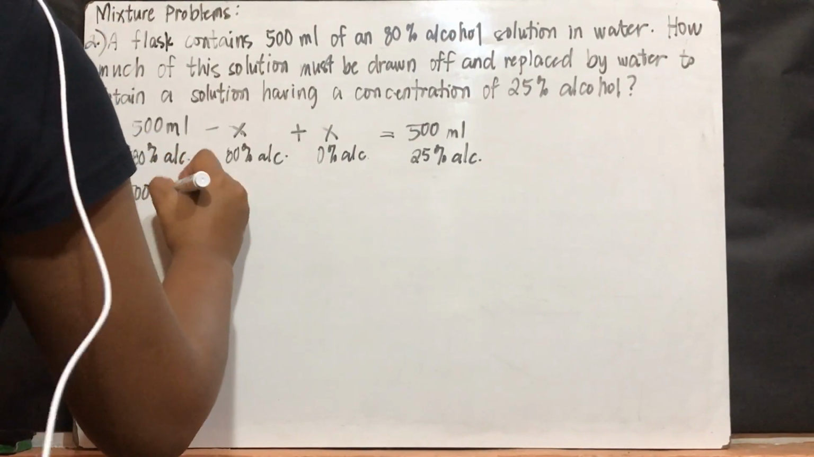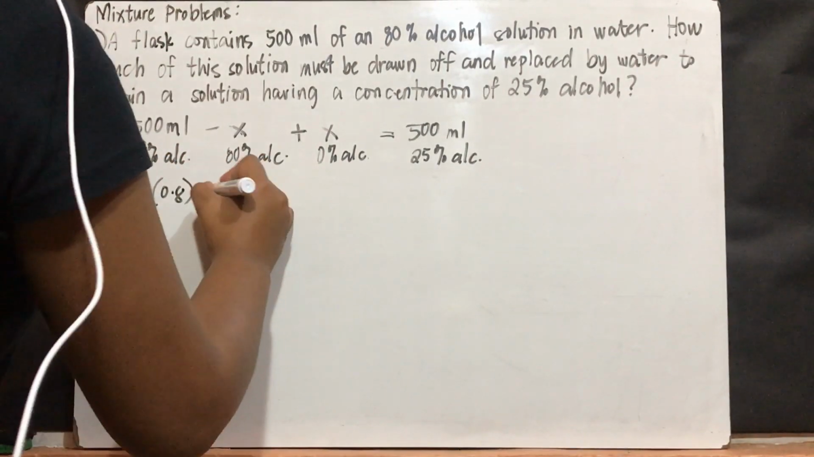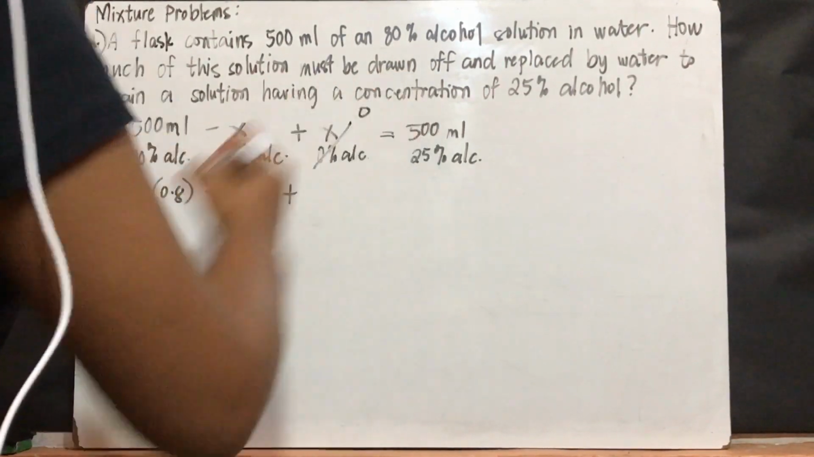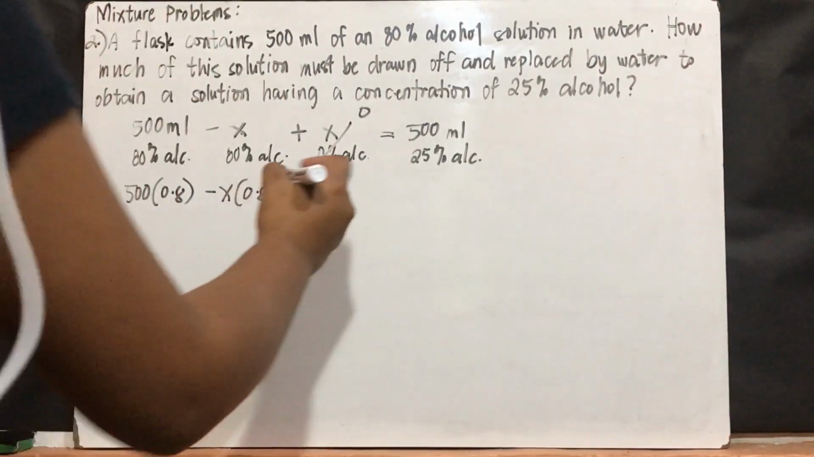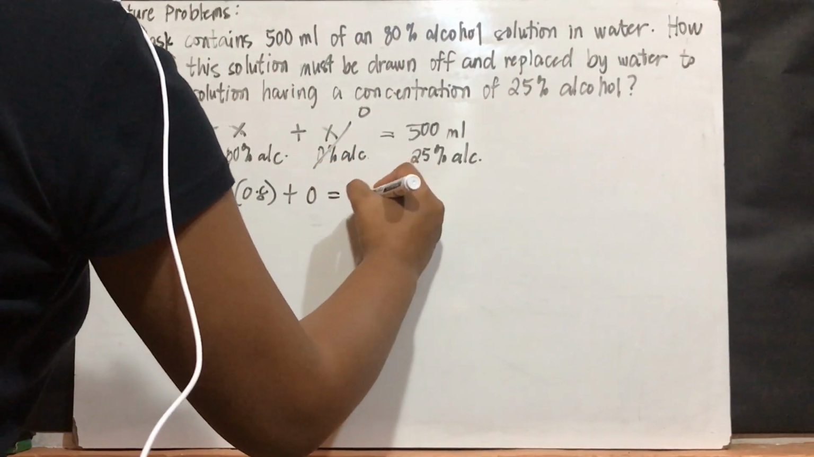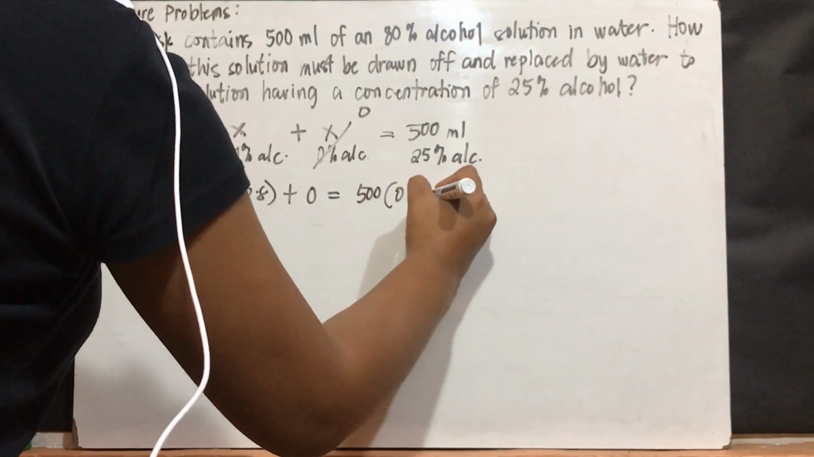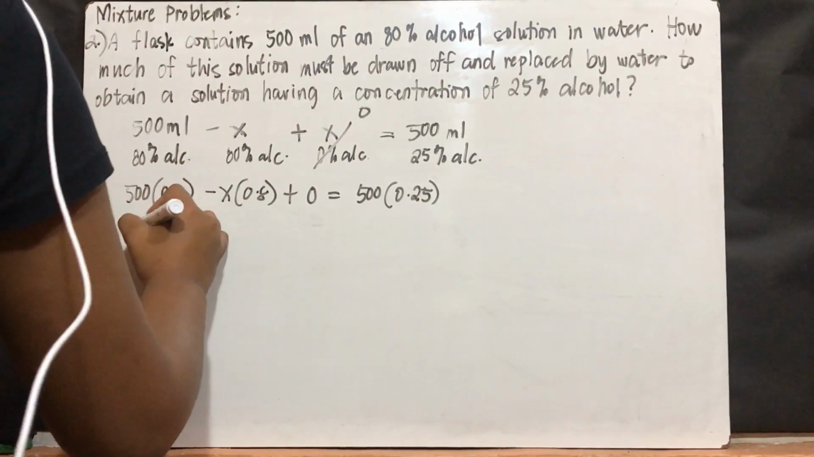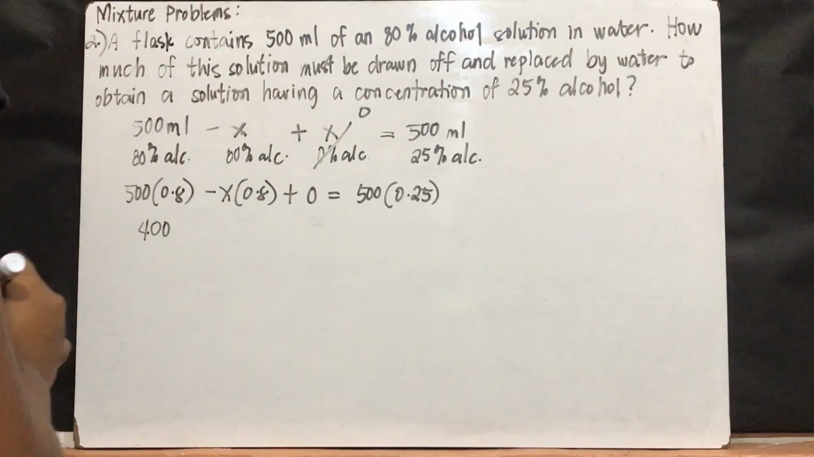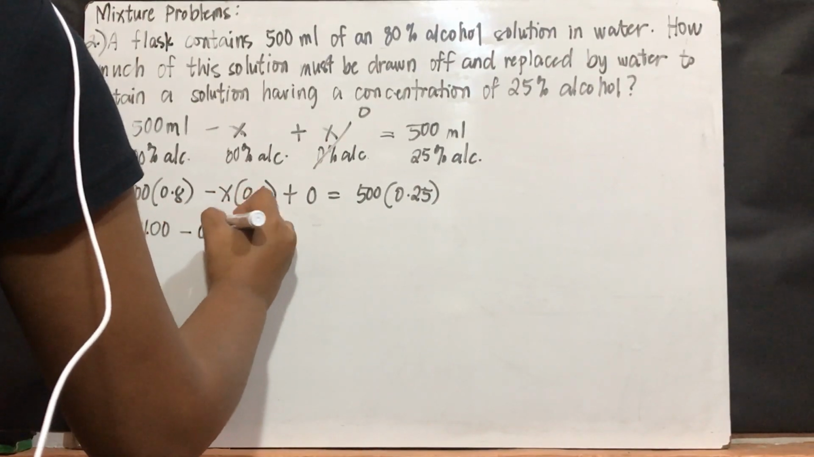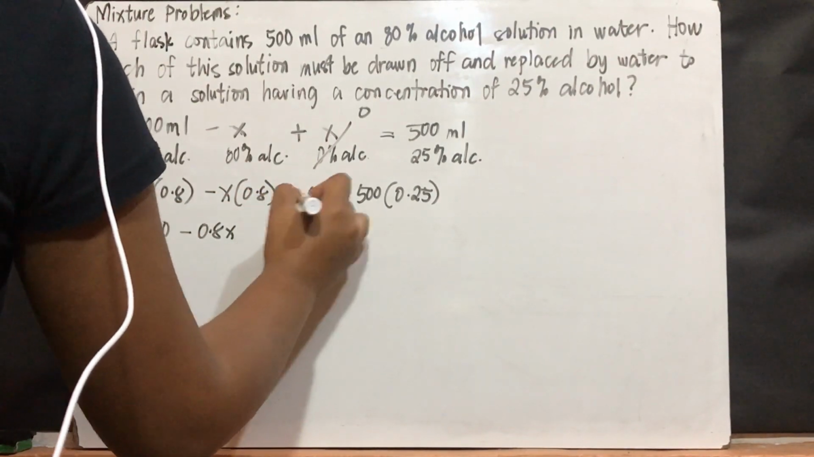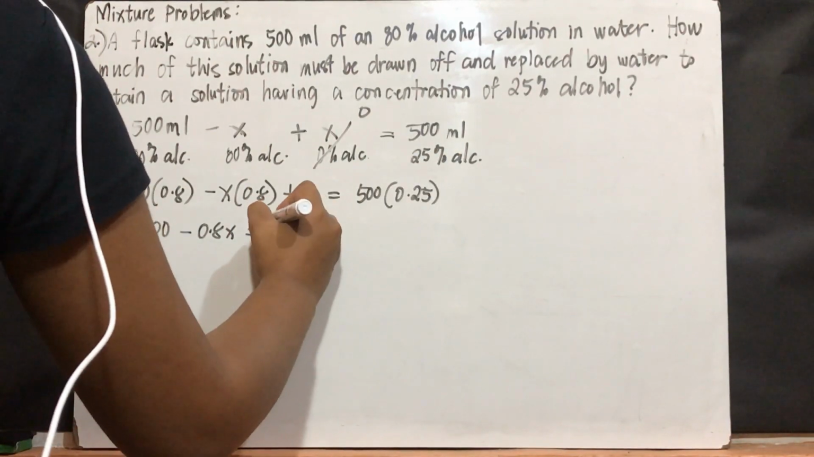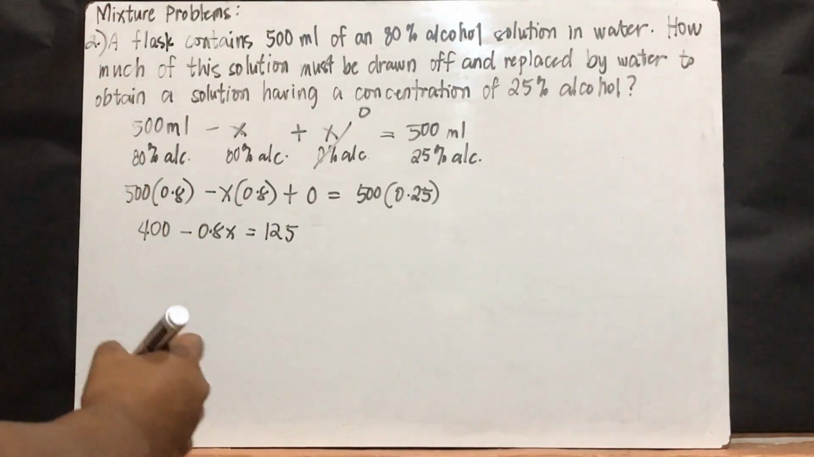Simplifying, we have 500 times 0.8 minus X times 0.8. Plus, this is cancelled kasi 0 times X is equal to 0. So, plus 0 equal to 500 times 0.25. And then, simplifying further, we have 500 times 0.8, that is equal to 400 minus 0.8x. Tanggalin natin yan. This will be equal to 500 times 0.25, that is equal to 125.